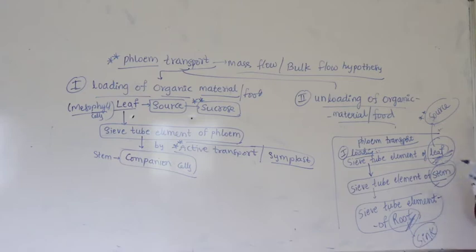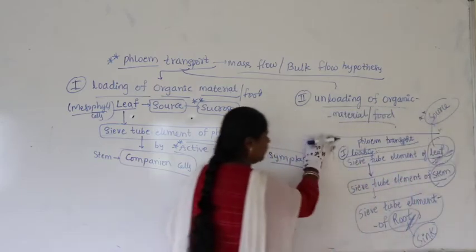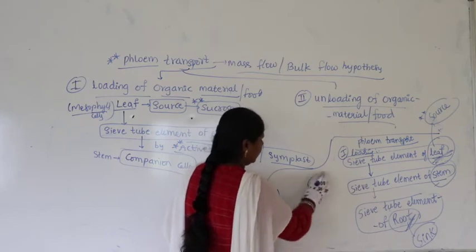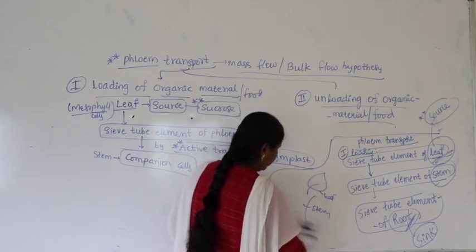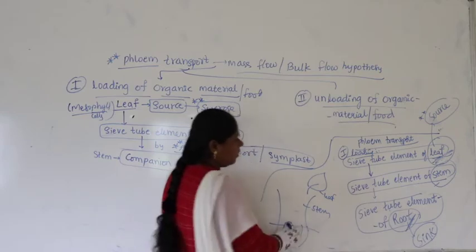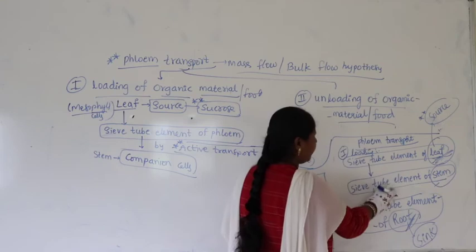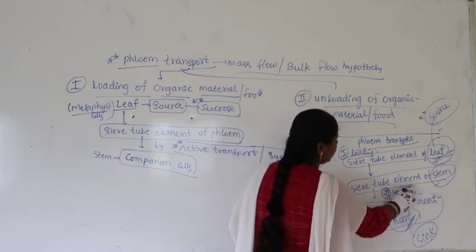That means food material, translocation of food, is happening from where to where? From the leaf to root. So if you take, this is a plant, this is a leaf, this is the stem and this is the root. The stem is bringing the large quantity of food. After coming here, what is happening? The stem is giving the total food to the root.